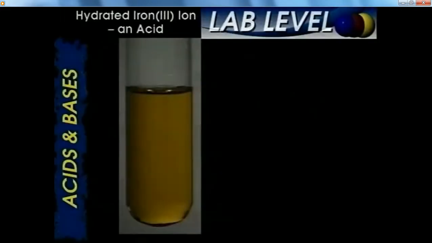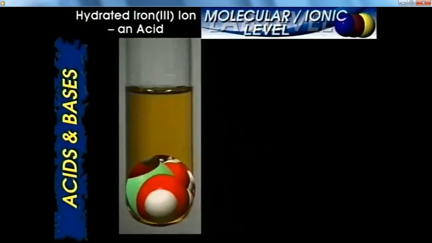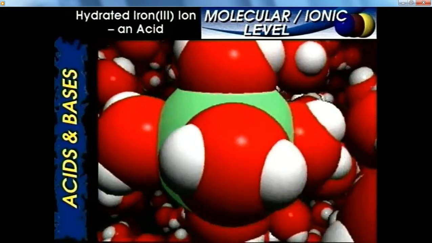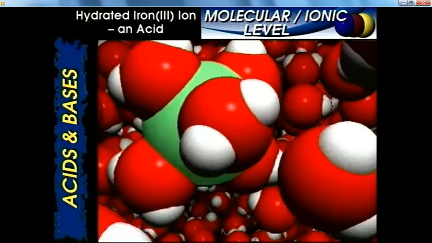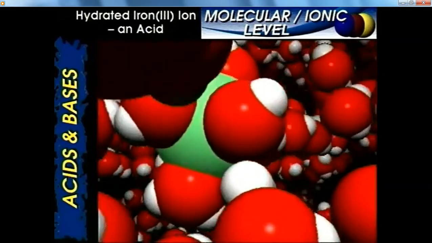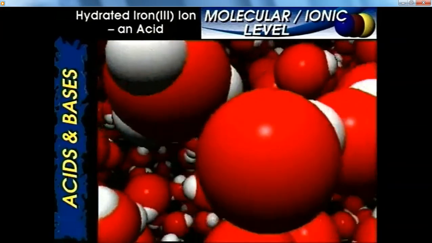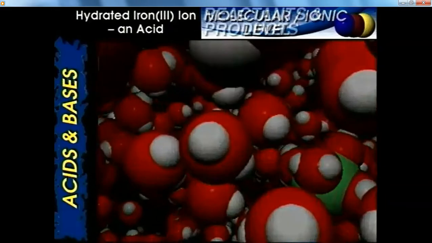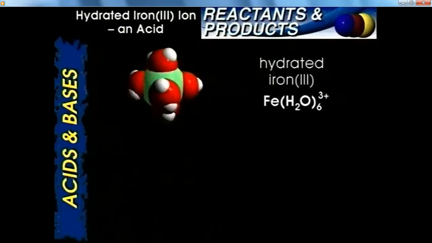A solution of iron 3 nitrate is quite acidic, but how are all the hydronium ions formed? See how much easier a water molecule can remove a hydrogen ion, or proton, from a water molecule bonded to iron 3. The iron 3 makes its bonded water molecules more acidic by weakening their OH bonds.